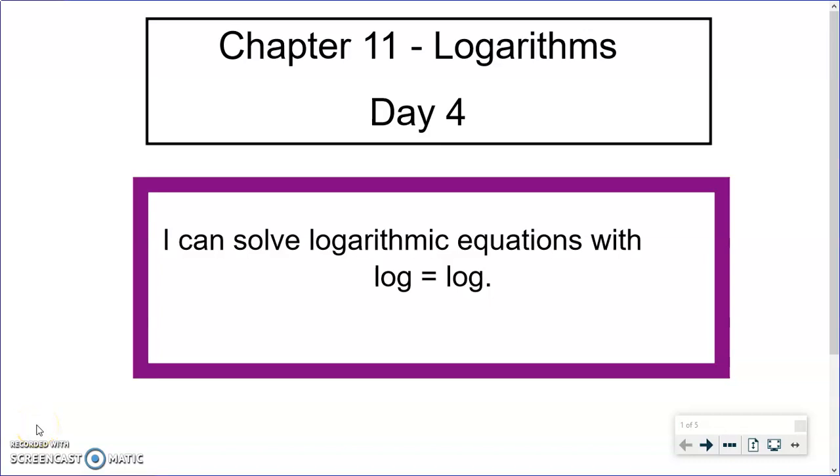We are on day 4 of logarithms. Our learning target today says I can solve logarithmic equations when they are log equals log. So let's look at what that means.